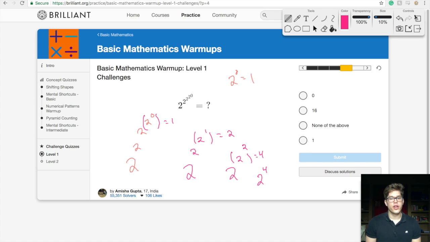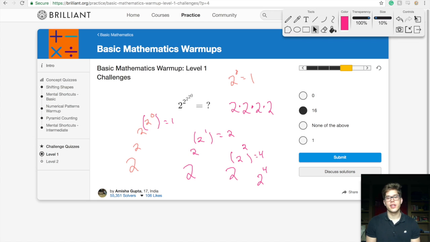And what does 2 to the 4th mean? It just means 2 times 2 times 2 times 2. 2 times 2 is 4. 4 times 2 is 8. 8 times 2 is 16. So I'm saying 16 is our answer.